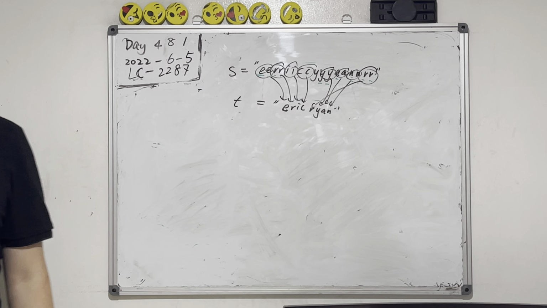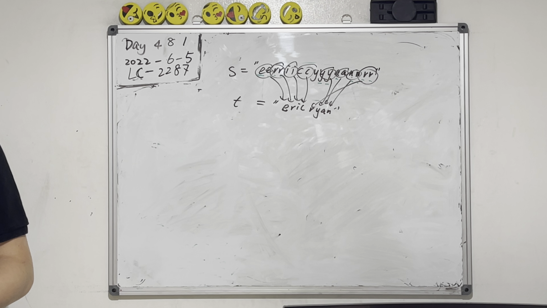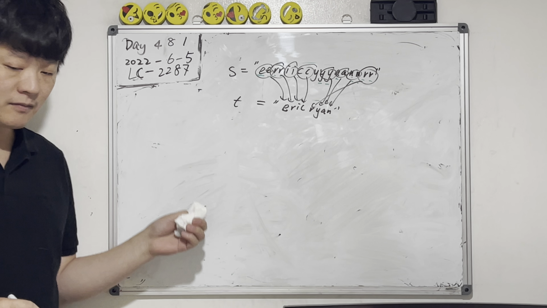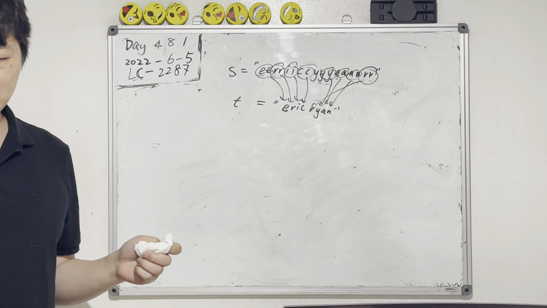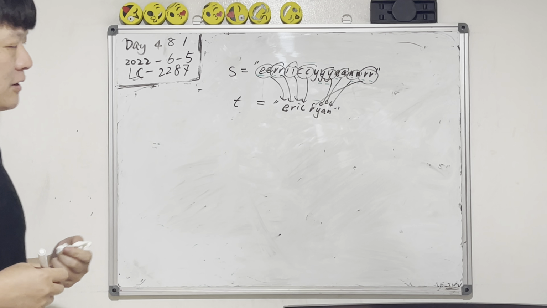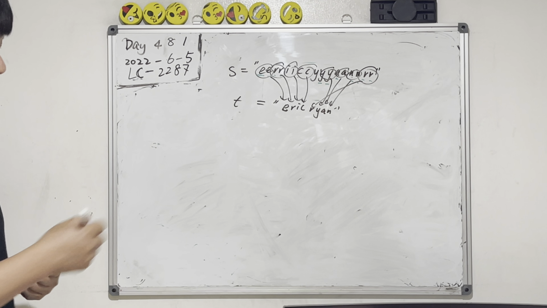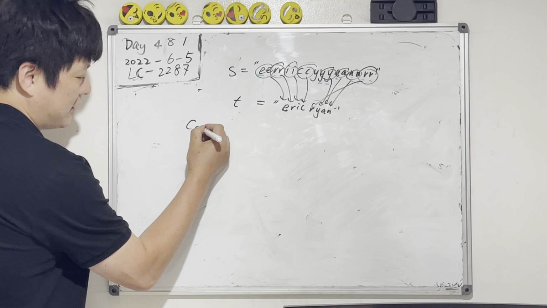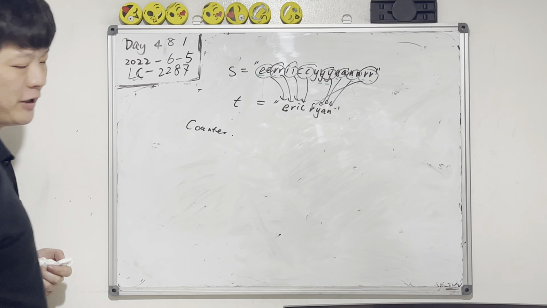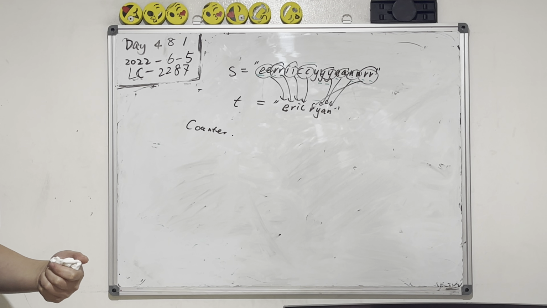How do we solve this problem? What are your thoughts? We use a counter. What are we using the counter for? We can use the counter in a dictionary. Yes, we can use the Counter in Python. So what are we counting? We're counting the number of letters. The number of letters, exactly.